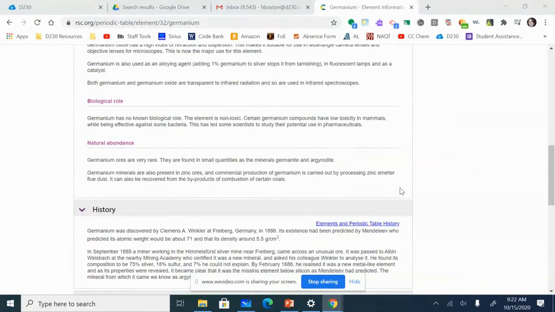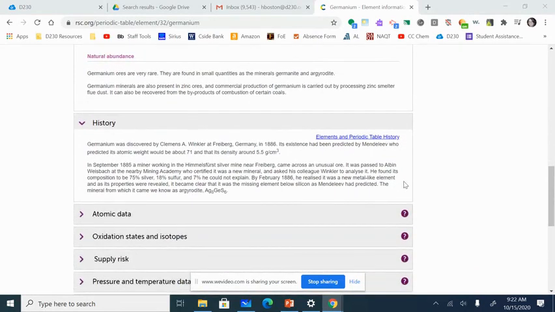So it is very rare, but it's interesting that it was predicted before it was discovered. It was predicted by Mendeleev before it was discovered by Winkler.